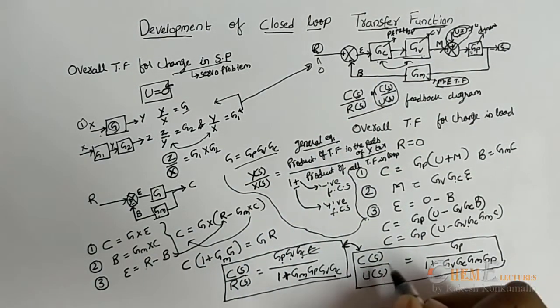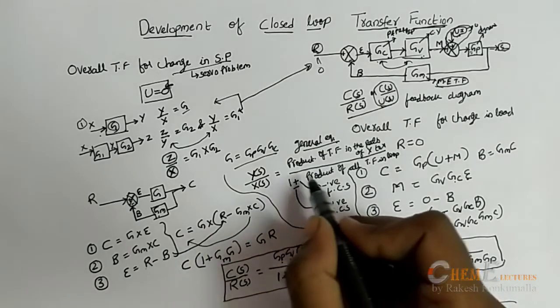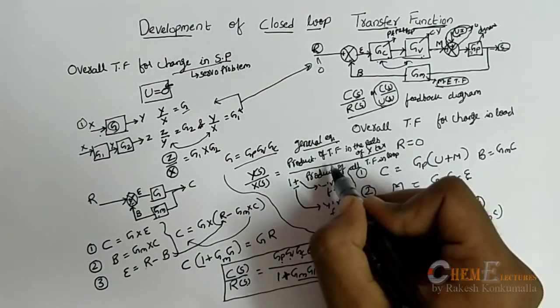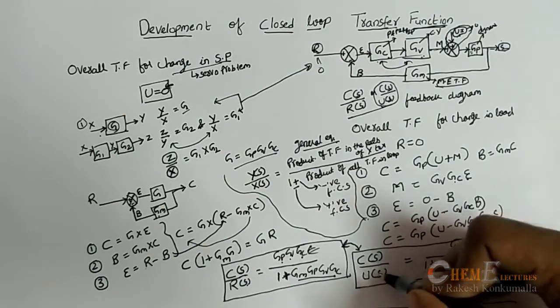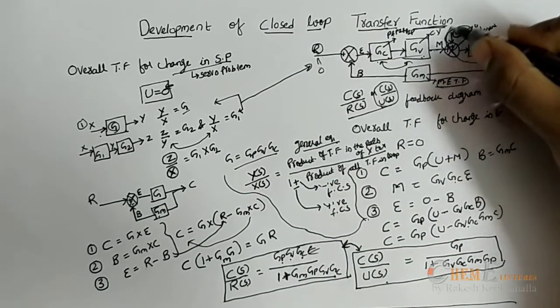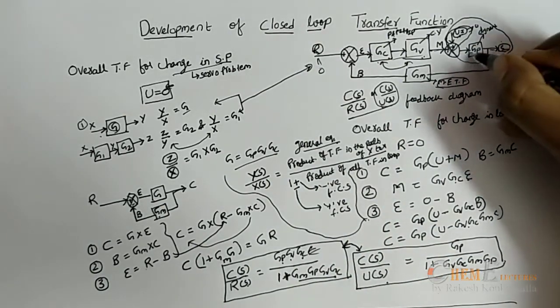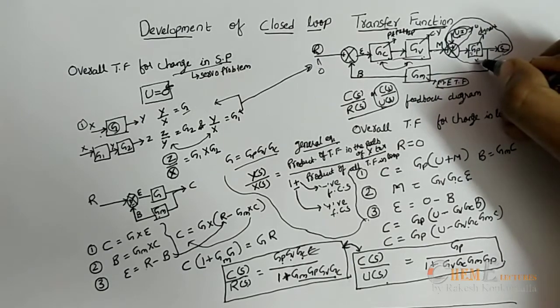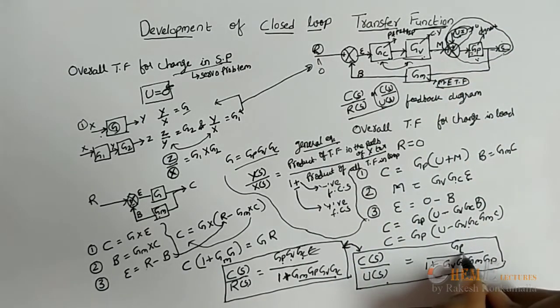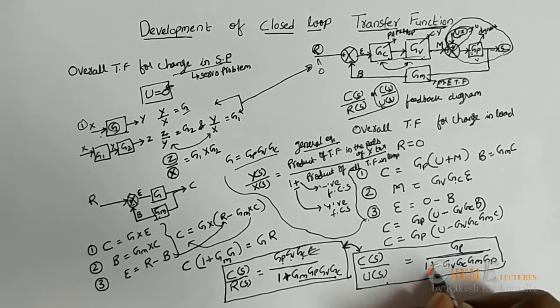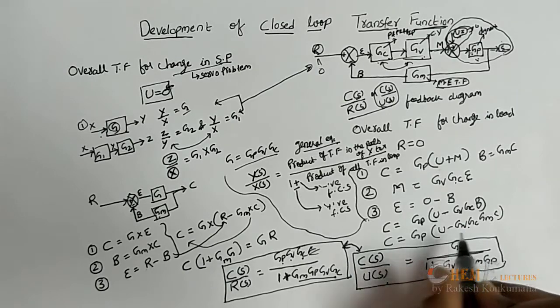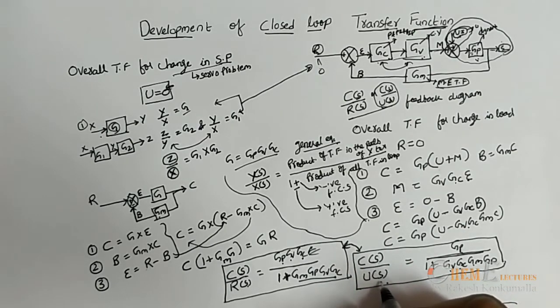Now coming to C of s by U of s, if you are giving it in terms of the general equation, the path you see from C to U, this is the path. So in this path you are finding only GP as the only transfer function, that is GP in the numerator, divided by 1 plus for negative feedback control and the product of all transfer functions in the loop, which means GV, GC, GM, GP. So for whatever input you take, the denominator will be the same, only the change will be in the numerator.